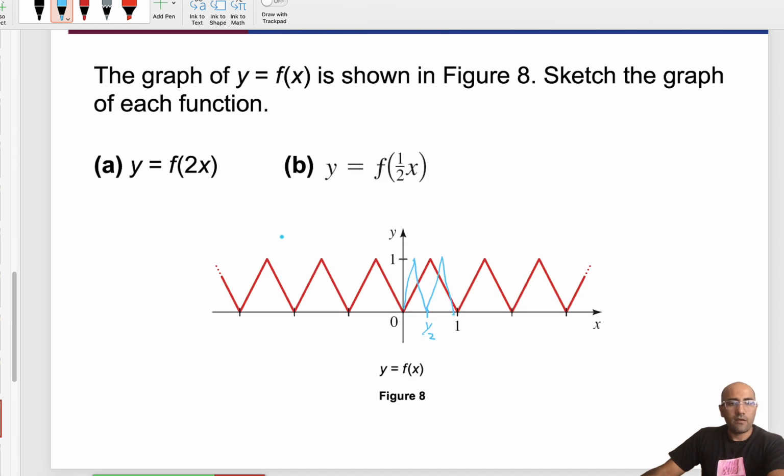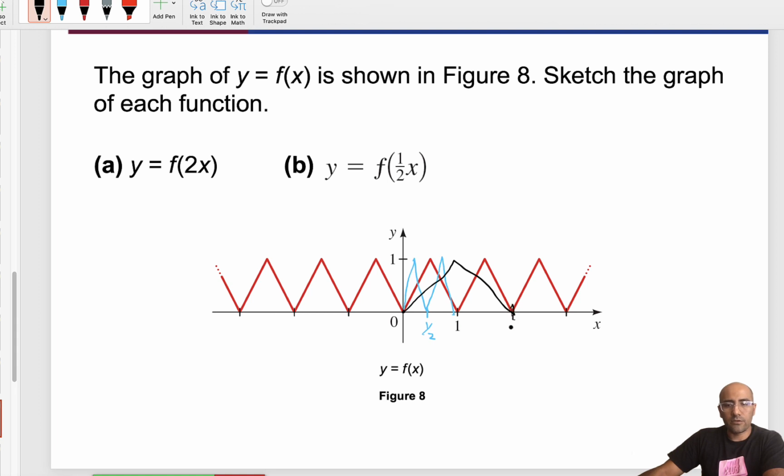And then for this one, it's slowing it down by half. So it's going to take twice as long to do one triangle. Where it normally did one triangle from 0 to 1, now it's going to go from 0 all the way out to there, and then all the way out to there.